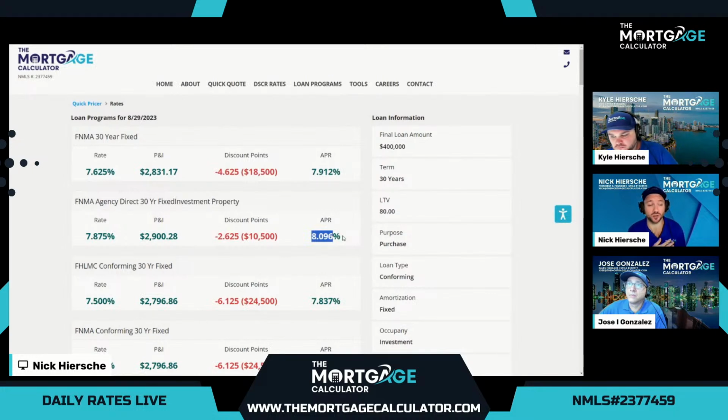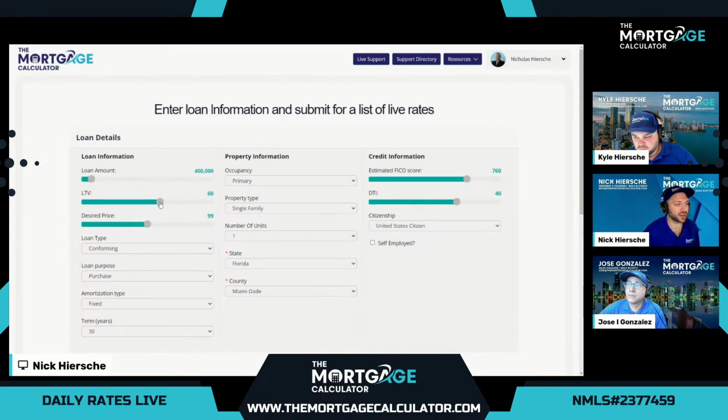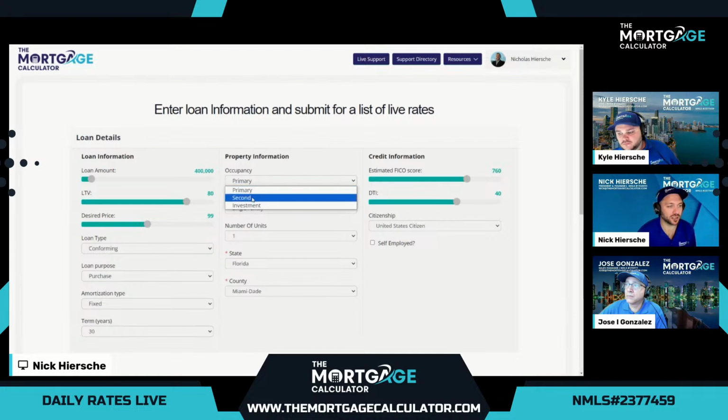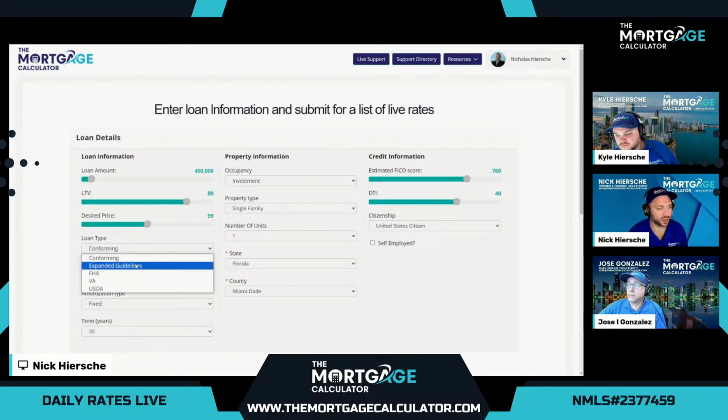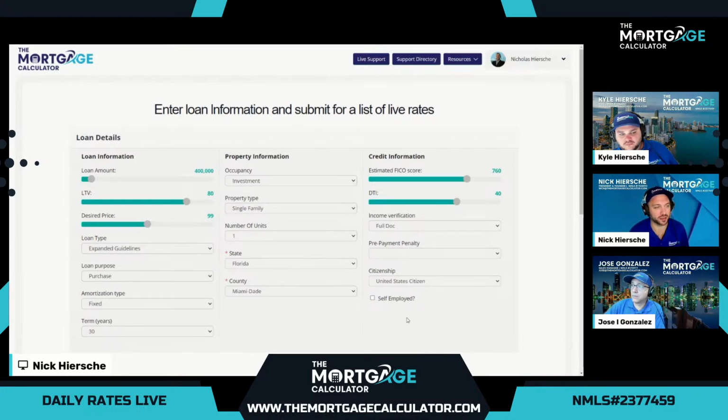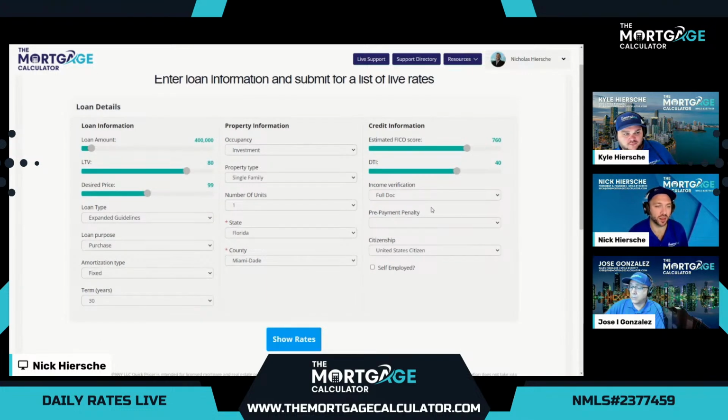We could offer this to our customer that wants to use conventional, but I definitely recommend our customers that are looking for investment properties check out the non-QM options in this case. So for our final demo to solve the high costs there, we'll set up the same scenario, ADLTV, investment property, and this time we'll select expanded guidelines, also known as non-QM.